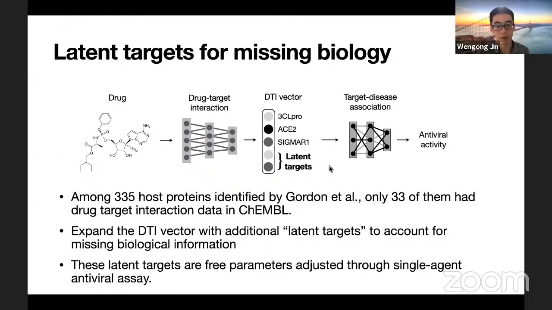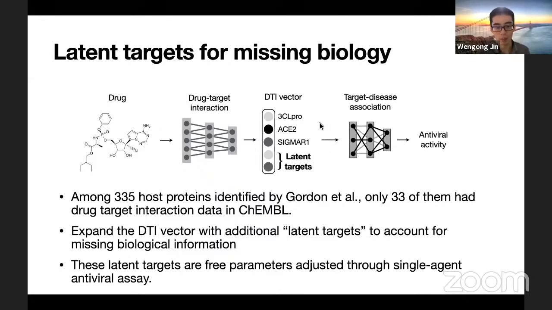They have around 335 host proteins, but unfortunately, we only have 33 of them that have drug target interaction data in, for example, the ChEMBL database. So this means that there is a lot of information that will be missing in this drug target interaction vector. And this will definitely limit the model's performance.